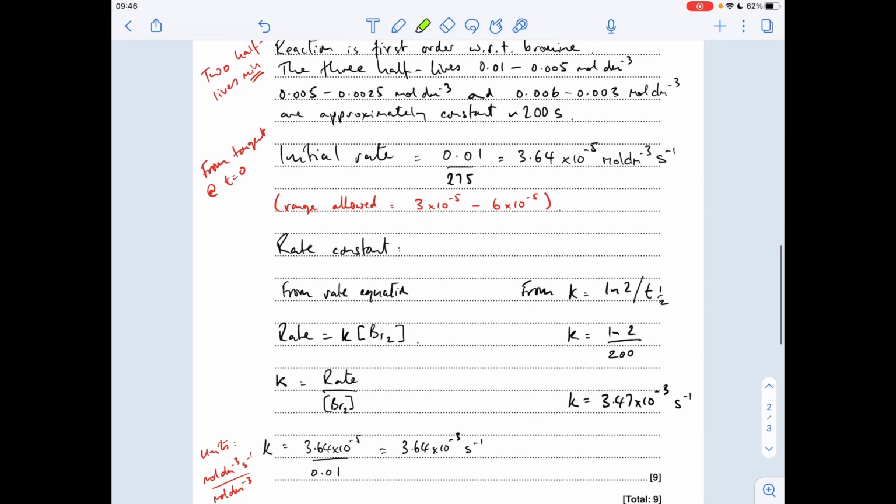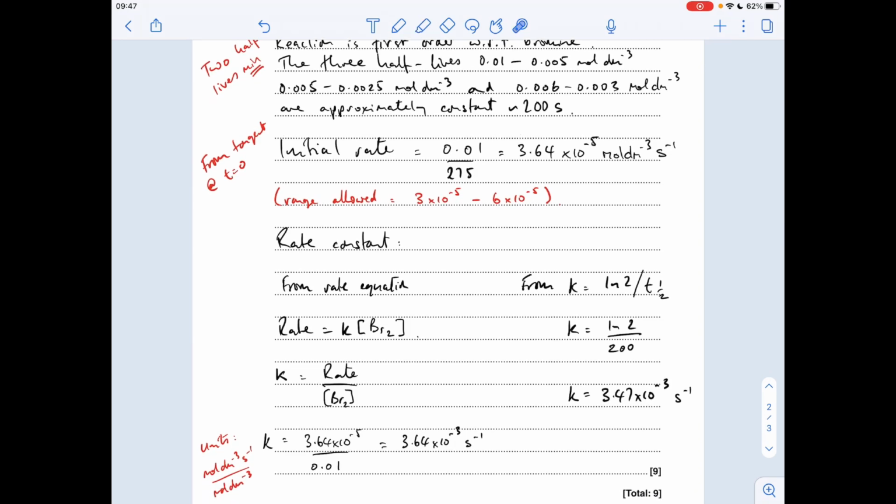So, because of that, we can say that the rate equation is just rate equals K, concentration of bromine to the power 1. So we can rearrange for K, rate over concentration of bromine, substitute in the initial rate and the concentration at the start at T equals 0, which is 0.01, and I get a value for K of 3.64 times 10 to the minus 3. Units wise, we're dividing moles per decimeter cubed per second, so rate units, by concentration units. Obviously the moles per decimeter cubed cancel and you're just left with seconds to the minus 1.